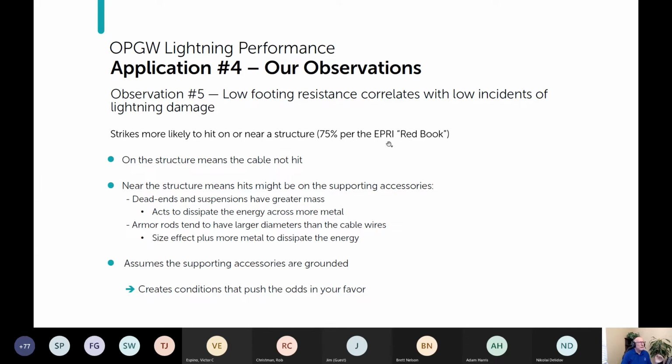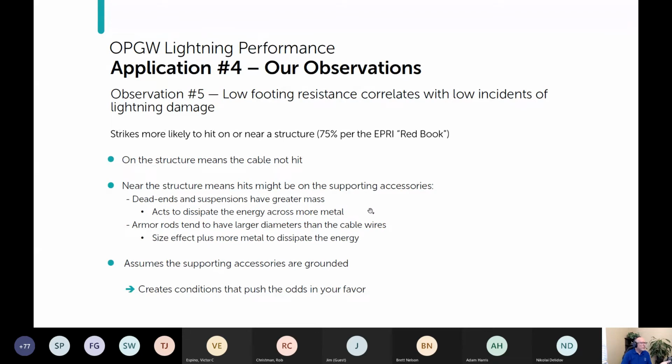If you dust off your old EPRI Red Book, you'd see buried in there that 75% of strikes hit at or near the structure. And if you're hitting at the structure, it means that the cable is not being hit. And near the structure means that the strike might hit on the supporting accessories. So both dead ends and suspensions have greater metal mass, and that mass acts to dissipate the energy better than the cable alone can.